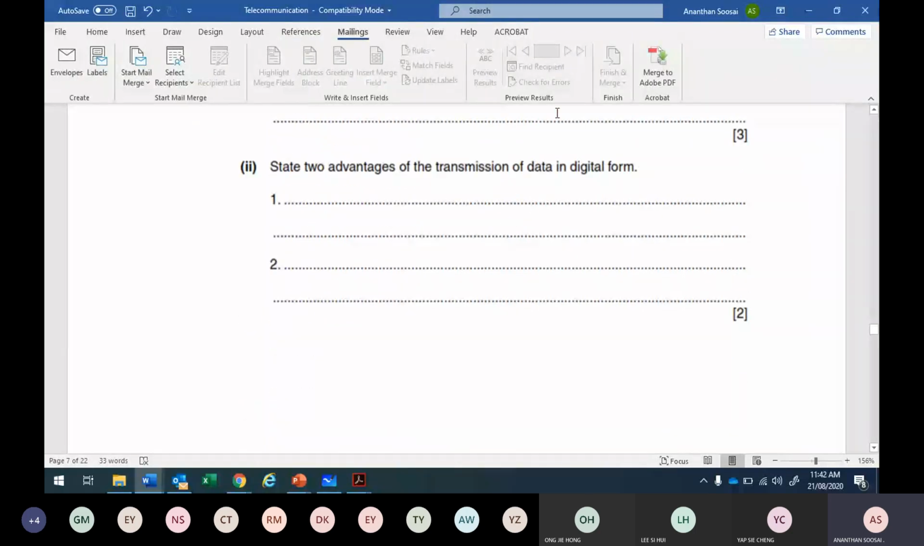Okay, 1010. State two advantages of transmission of data in digital. I don't know how many times they repeat this question. As I said, telecommunication might be quite new for you, but the questions are rigid. They can't ask a lot. I posted about 10 years or 8 years of past year questions. You go through that, I think roughly you get to know what they're going to ask for.